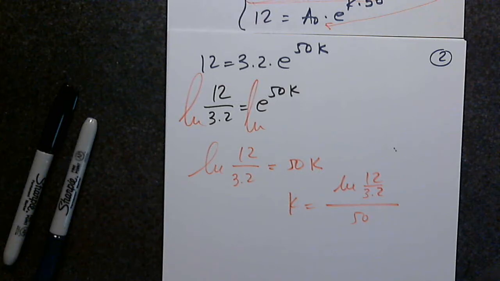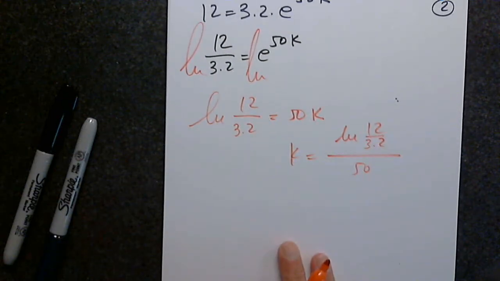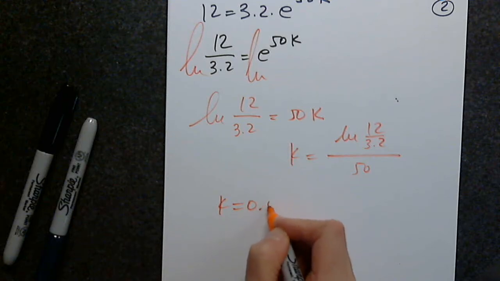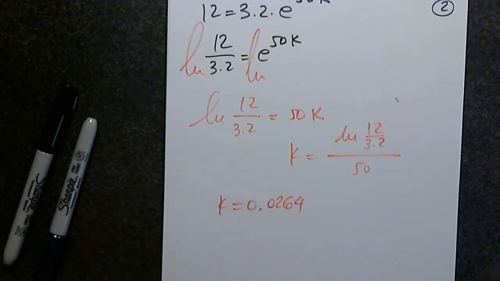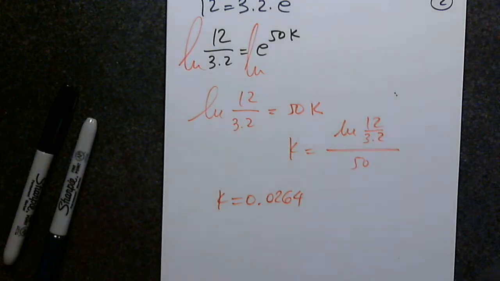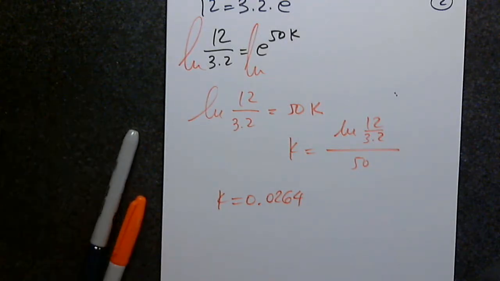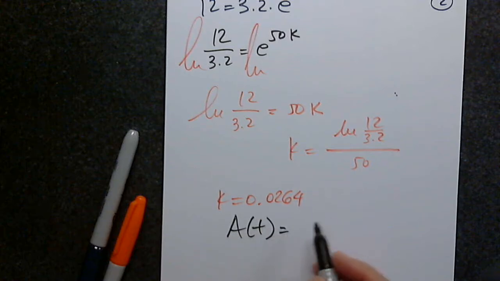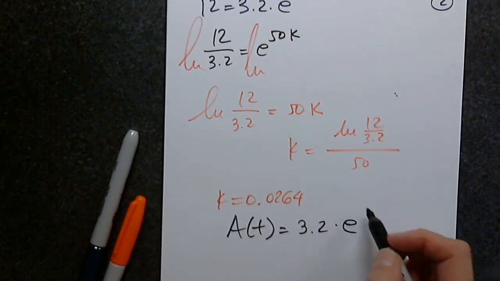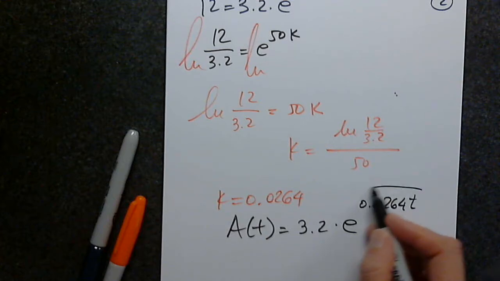Okay, so k equals natural log of 12 divided by 3.2, close parenthesis, divided by 50. Normally we need at least 4 decimal digits for the growth rate or decay rate. So k equals 0.0264, at least 4. 4 is enough, but you know what I mean. Okay, so now we have the model. We know everything about this function: e to 0.0264t. This is it.